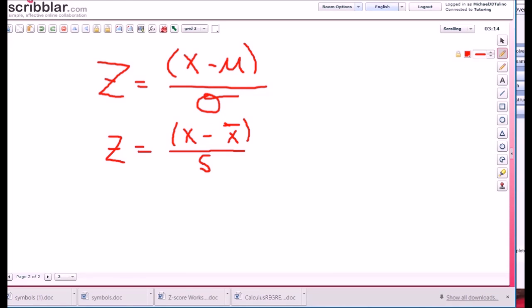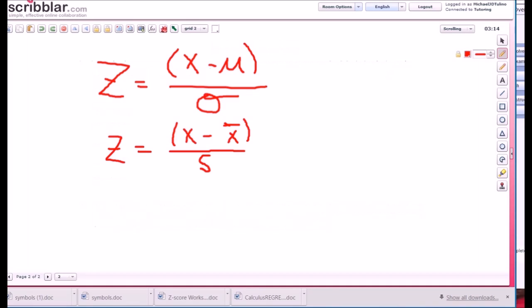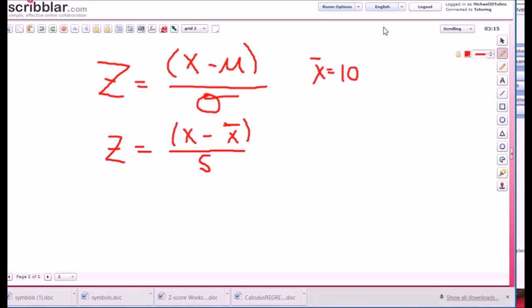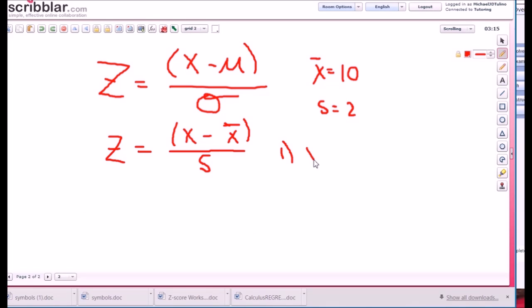So let's go back and take a look at this first example. We'll do a couple of these here. Mean of 10, so x bar of 10, and we have standard deviation of 2. So we don't have to go back and forth, we're going to do a couple of those examples here. Number 1 was an x value of 10.